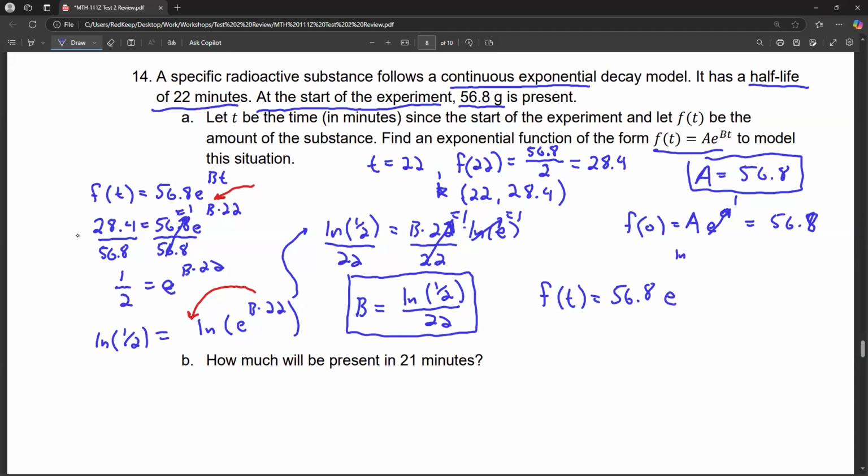I think you could get away with plugging this into your calculator if you wanted to approximate this. I would probably just keep it as this for my b value. It's a little cumbersome, but it will be the most exact answer for the later problems here. But that would be the model that's used to describe this situation.